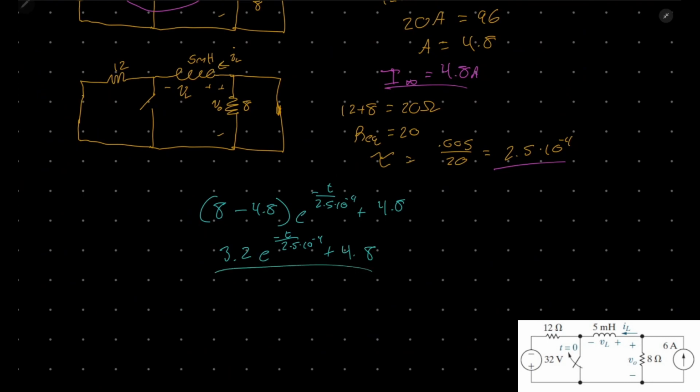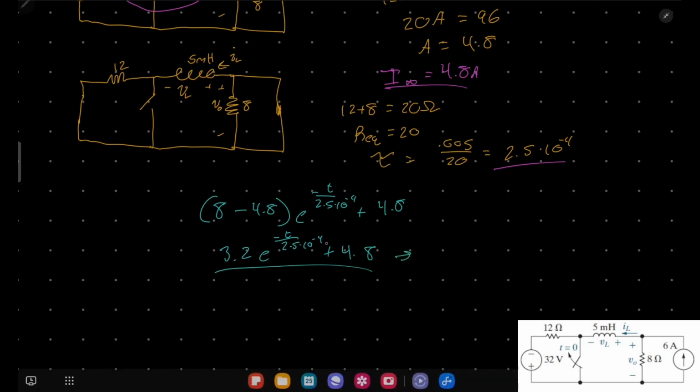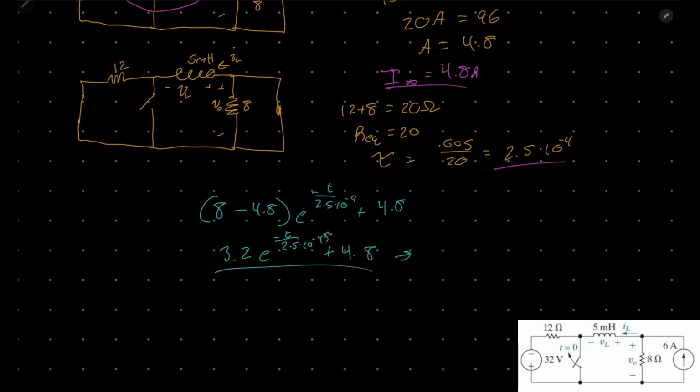And this right here is going to be our answer for this problem. Now, another way we can write it is moving our tau to the top, which is how it's mostly written. So again, we'll move this 4.8 to the other side: 4.8 plus 3.2 e. And then we'll do the inverse over 2.5, which is 4,000. So we'll get negative 4,000 t. And this right here is going to be our answer.